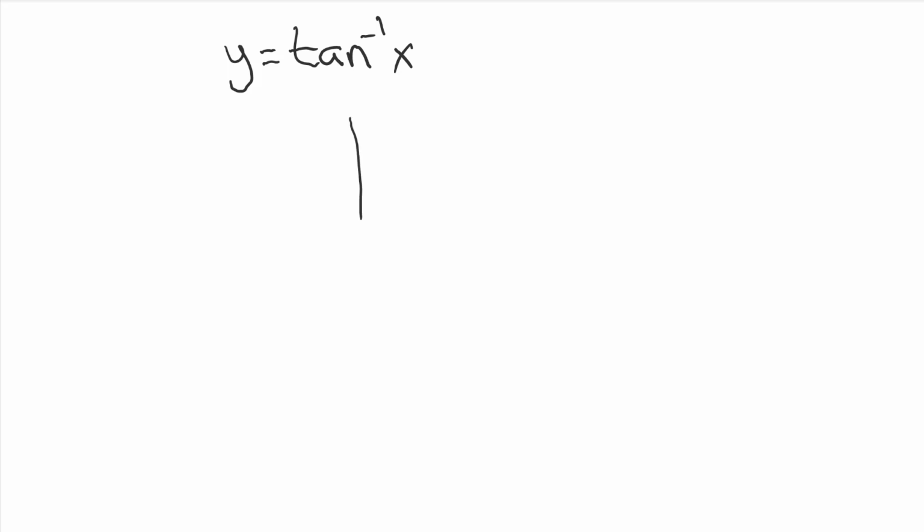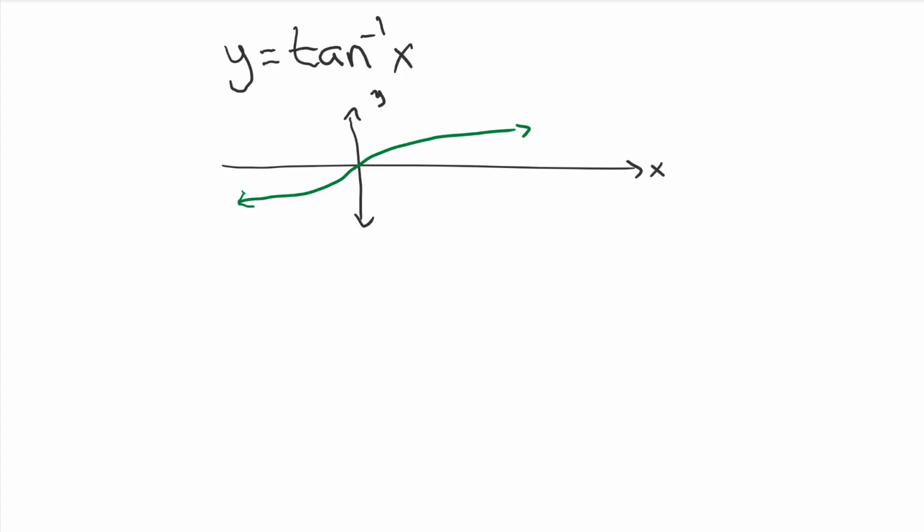Do we know what this looks like? Kind of looks like this. It looks like an S. And it has some horizontal asymptotes. The horizontal asymptotes are actually at pi over 2. So this point right here is at pi over 2. And then we have another one down here, and this one's at negative pi over 2.